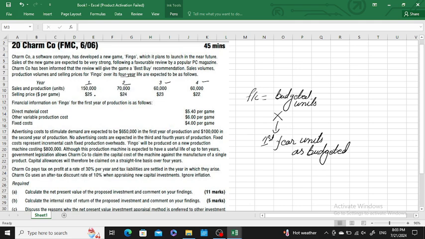Then the advertisement cost to stimulate the demand is expected to be 650,000 in the first year of production and 1 lakh in the second year of production. There would be no advertisement cost in the third year and the fourth year of production. Fixed costs represent the incremental cash fixed production overhead.